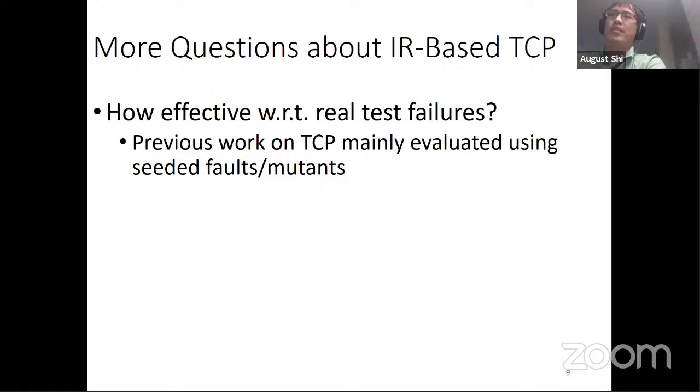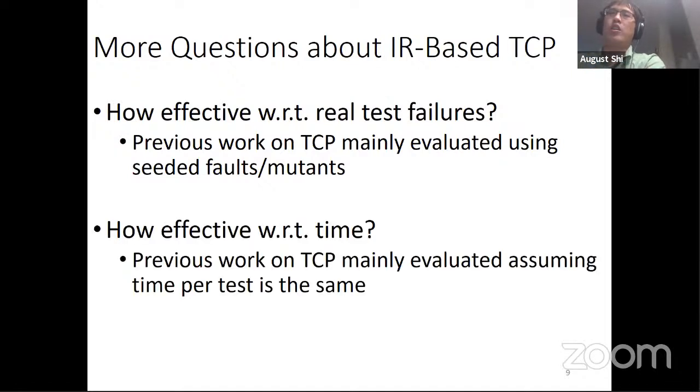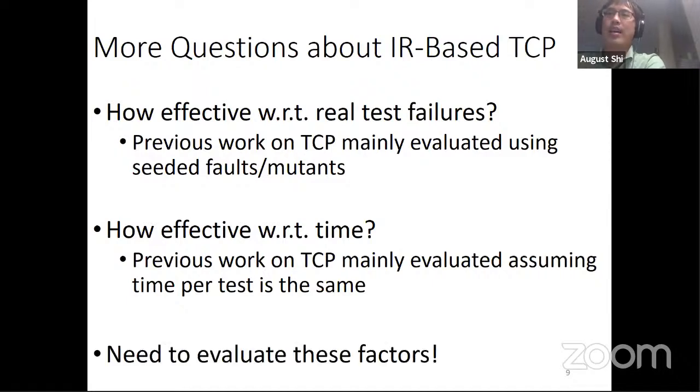Aside from these questions specific to IR-based test case prioritization, there are more questions pertaining to the evaluation of how we properly evaluate test case prioritization. For example, how effective are they with respect to real test failures? Lots of previous work on test case prioritization evaluated using seeded faults in mutants, as opposed to looking at real software evolution and test failures that actually indicate bugs introduced in those changes. Also, how effective are they with respect to time? A lot of previous work assumed that time per test is the same, so it focused on the order the tests come in, when we know that test times fluctuate between individual tests. So we really need to evaluate all these factors if we want to propose using IR-based test case prioritization in real software evolution.